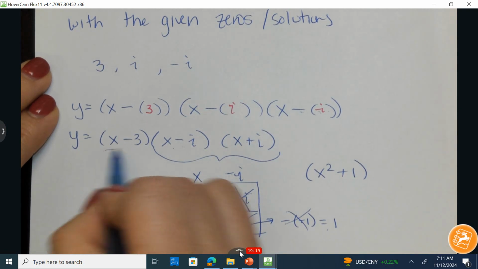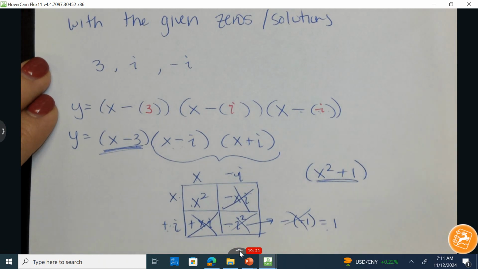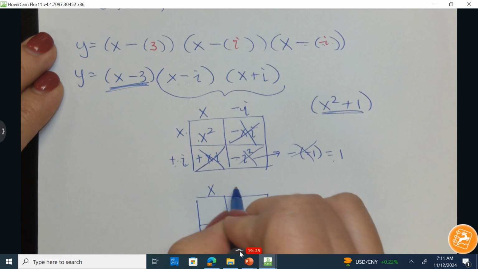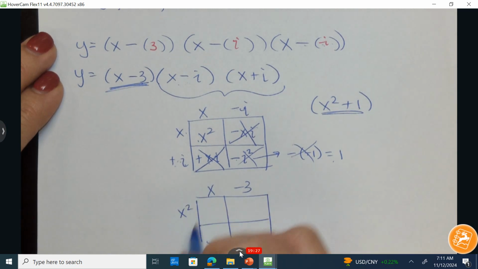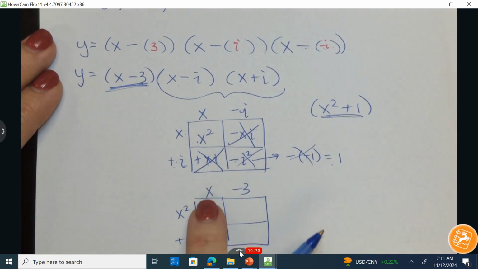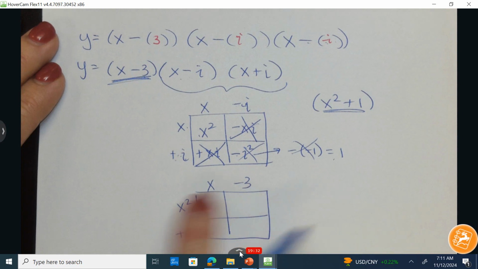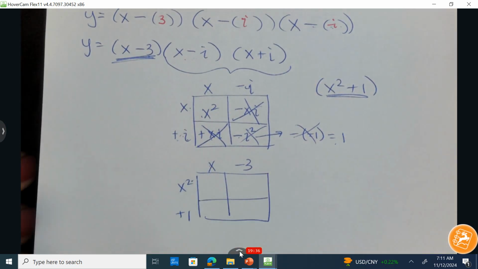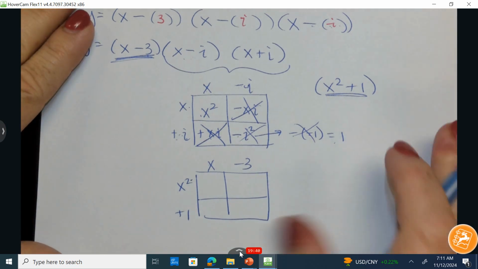Then I would still need to take this factor times this factor. So I'm going to go with the box method again. x minus 3 and x squared plus 1. Some students say it doesn't matter if the x minus 3 goes on top or if it goes vertically on the side. It doesn't matter. Multiplying, oh, I see a mistake here. I do want to change up one thing here.